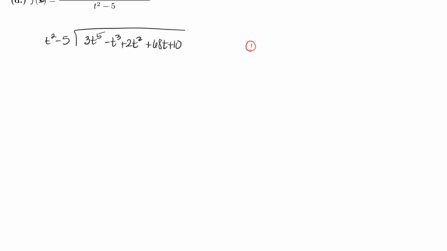Let's start with our first one, which says I have a 3t to the fifth, and I need to divide it by my t squared. So we end up with 3t cubed. So our first part of our quotient is 3t cubed. So let's do our 3t cubed times our t squared minus 5. And we end up with 3t to the fifth, which we should have. And then 3t cubed times minus 5 is minus 15, because it's just 3 times negative 5. So minus 15t cubed. If we multiply by a negative so that we can add instead of subtract, we get negative 3t to the fifth plus 15t cubed.